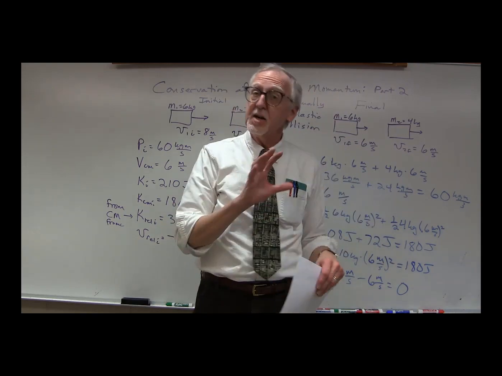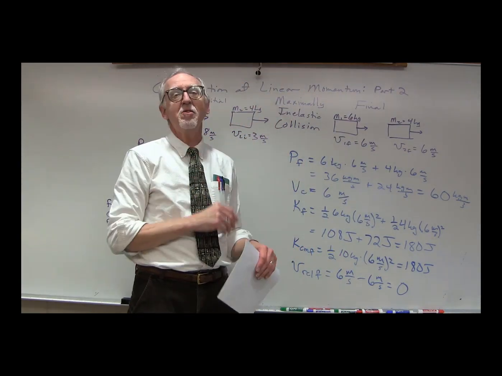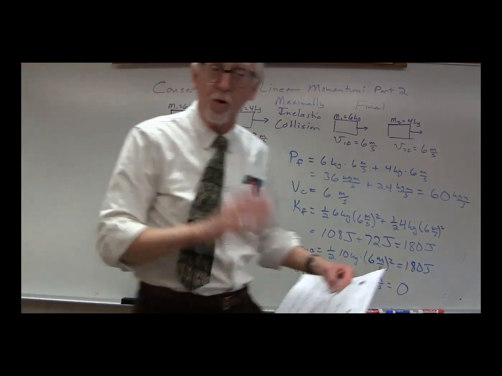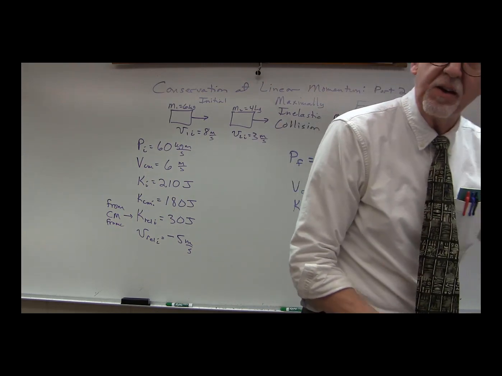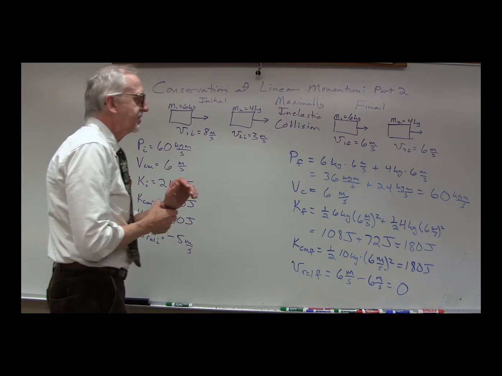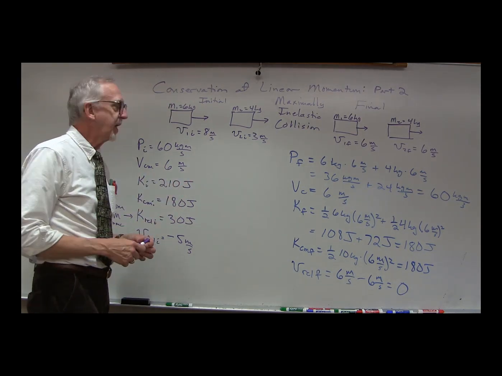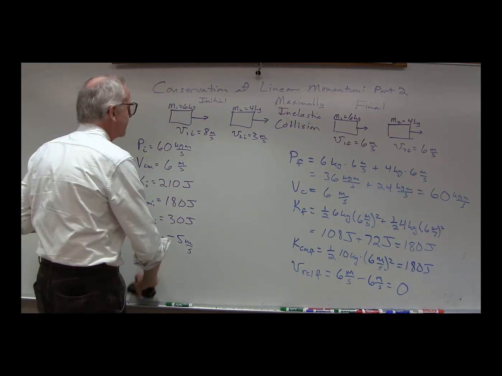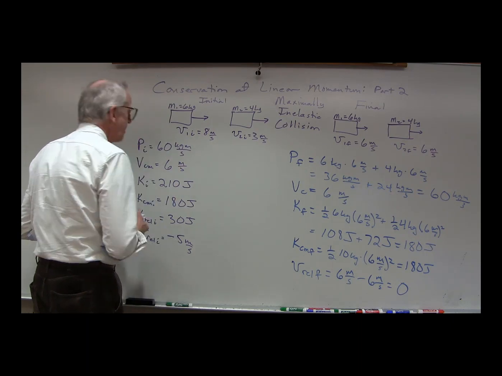Let's take a look at this, the same thing in the center of mass frame. Sorry, before we move ahead, we need to figure out what the velocities are in the center of mass frame. So again, the velocity of the center of mass is 6 meters per second. So we need to subtract 6 from all of these, and what are we going to get?